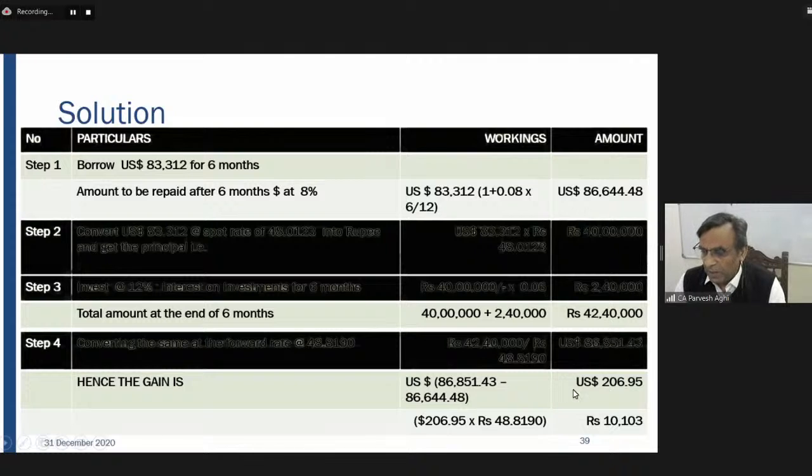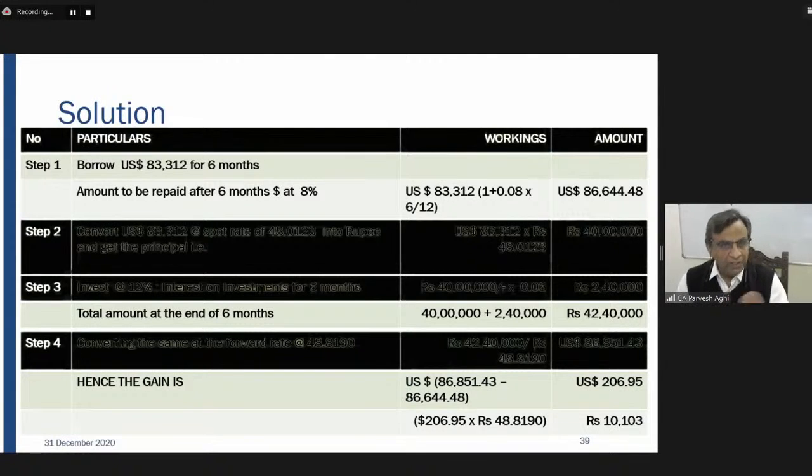So which means he is going to make a profit of 206.95. Okay, so if we convert that into Indian rupees as per the forward rate, assuming that the spot rate at the end of the 6 months will be 48.8190, he is going to gain 10,000 rupees by simply bringing the money into India.